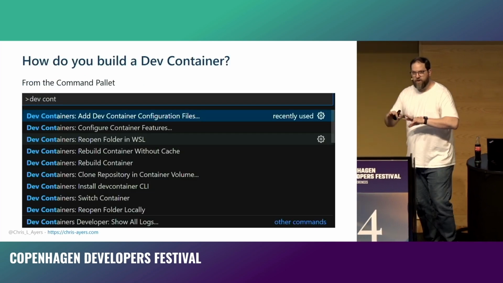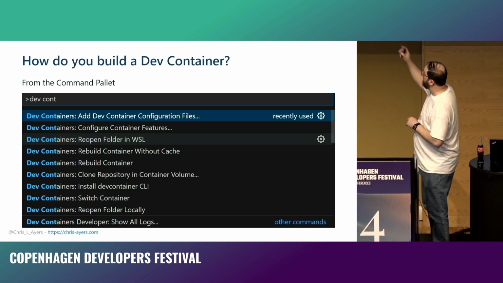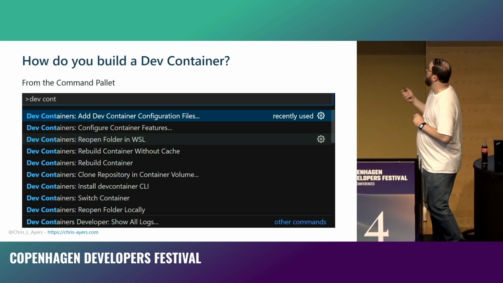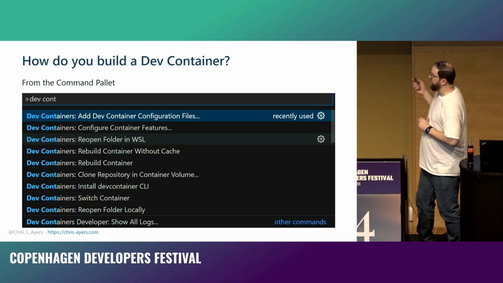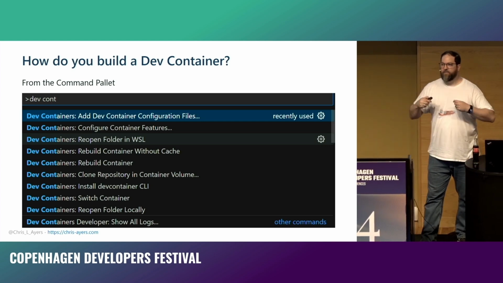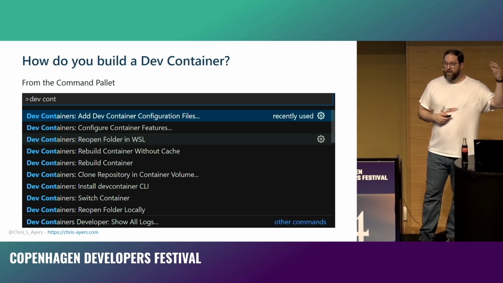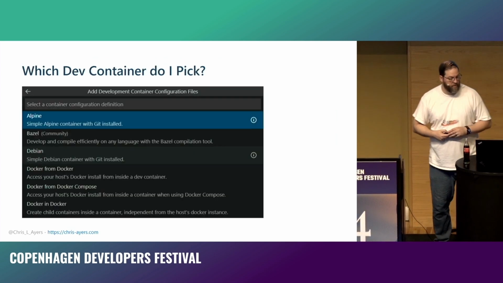So in VS Code, when you have the dev container extension, if you bring up the command palette, like Control-Shift-P, you can add dev container configuration files. These live in your project. These live in your repo. They're checked in with your code because it is the environment you build your code against.